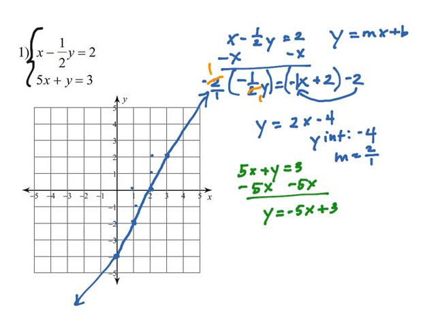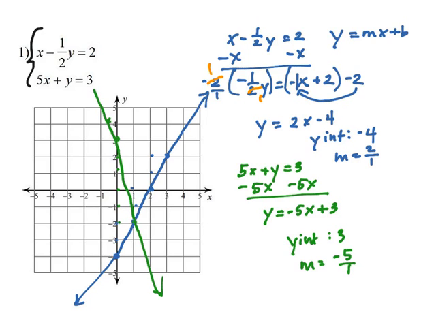Okay, and then let's get the green function. So we have y-intercept is 3, and m equals negative 5 over 1. So I'm going to start at 3. Okay, so I have 1, 2, 3, 4, 5 over 1. Okay, so let's go ahead and try to draw a line here the best that we can.